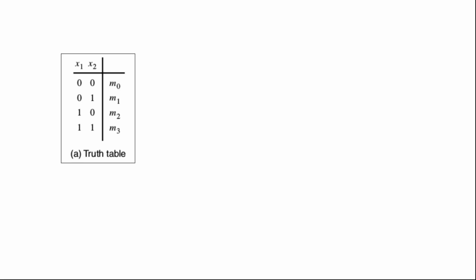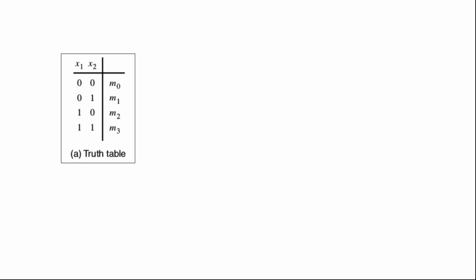Now Karnaugh Map is an alternative to the truth table. The Karnaugh Map consists of cells, and the cells correspond to the rows of the truth table. So for example, let us now look at the Karnaugh Map for when we have two variables. So here we have a truth table.